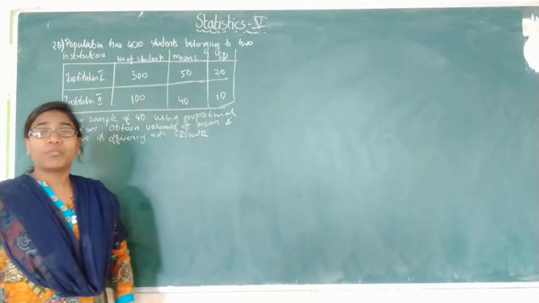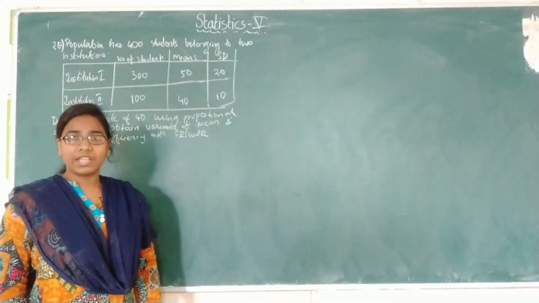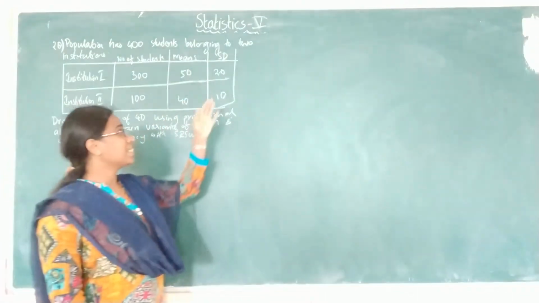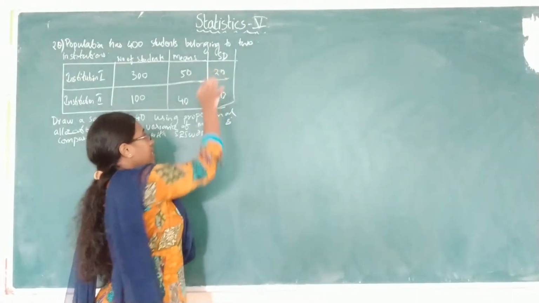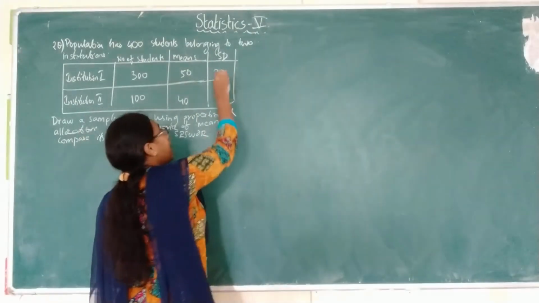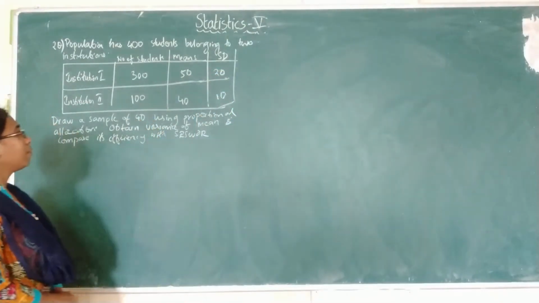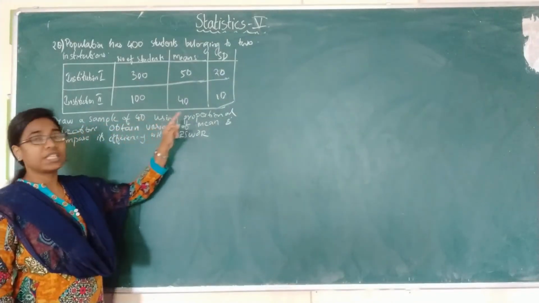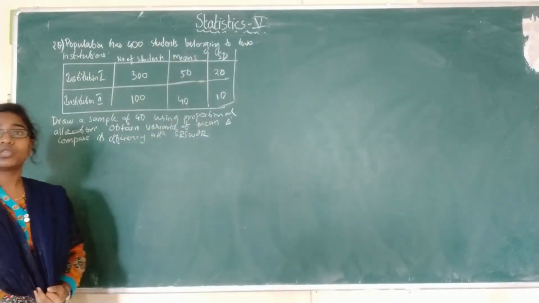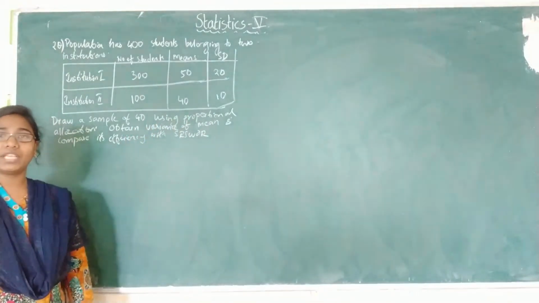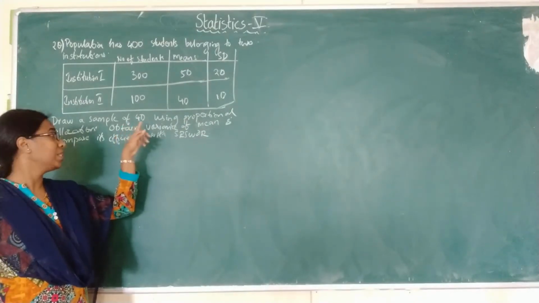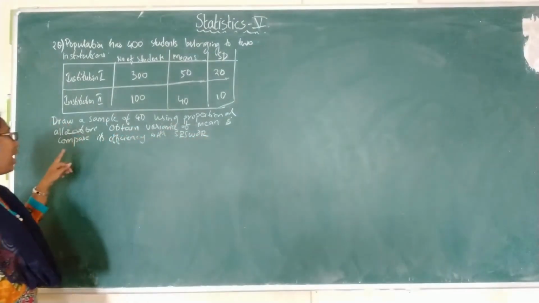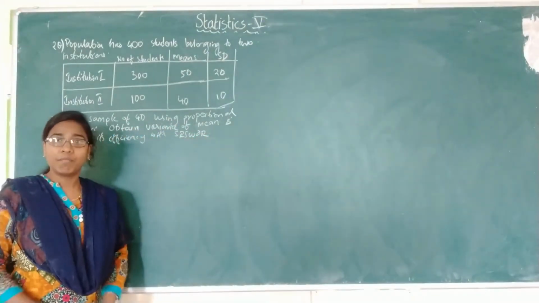Means are given. So the means of the strata are Y1 bar and Y2 bar. Similarly, standard deviations are given. So that is S values, S1 equals 20 and S2 equals 10. So from the given data, we have to draw a sample of 40 using the proportional allocation, and obtain the variance of the sample mean and compare its efficiency with the simple random sampling.